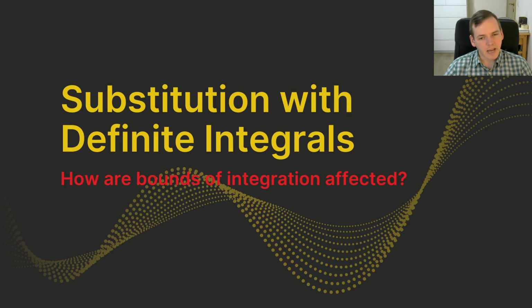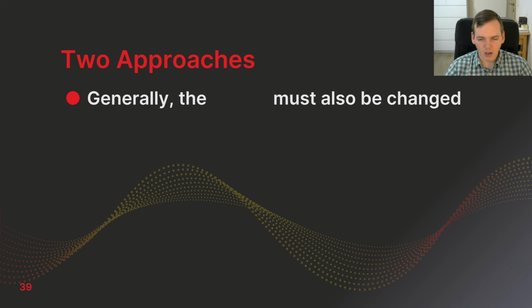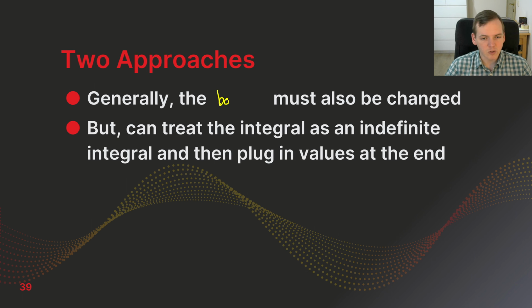We're going to look at how substitution applies with definite integrals, because there are kind of two ways that we mess with the bounds when we're looking at it. So there's two approaches here. Generally speaking, if you're going to use substitution, the bounds must also change, because in your original function you're using x's, in your new function you're using u. So you can't use the x bounds, you've got to find new u bounds.